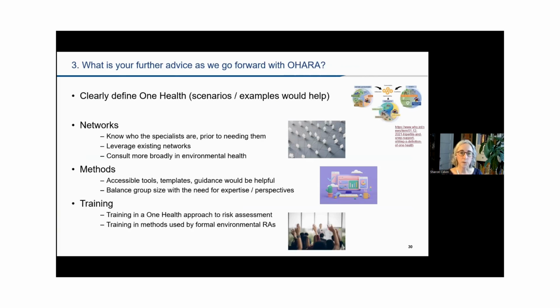Related to the third question on advice for us as we go forward, there was the need to clearly define One Health, and it was mentioned that scenarios or examples would certainly help with this. There's a need for strong networks for knowing who the specialists are in those networks before you need them in an urgent situation, for leveraging existing networks, as well as consulting more broadly in environmental health. And the participants mentioned that it would be helpful to have accessible tools, templates, and guidance.